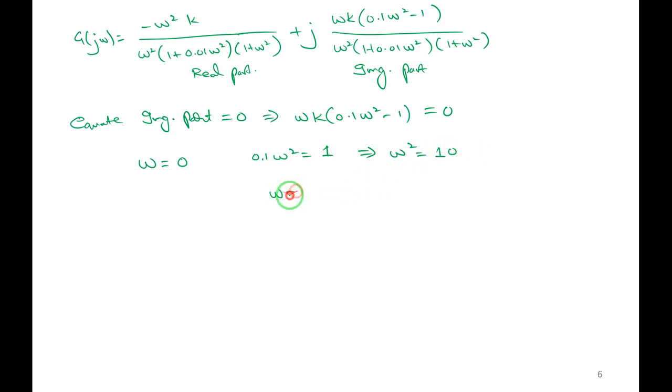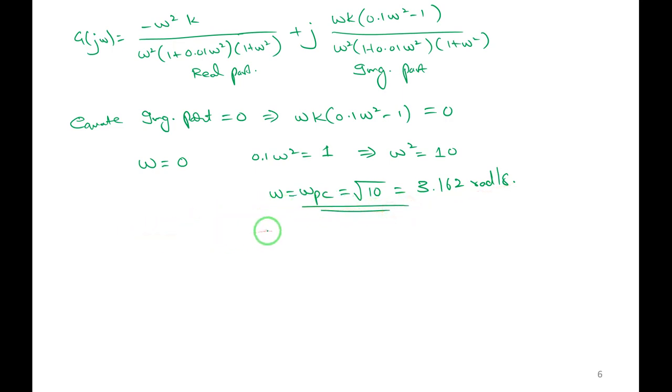So here omega equal to omega pc, because whatever we are calculating is the phase crossover frequency. That is equal to root 10. So let me write what root 10 is: 3.162 radians per second. So we have found out omega pc.